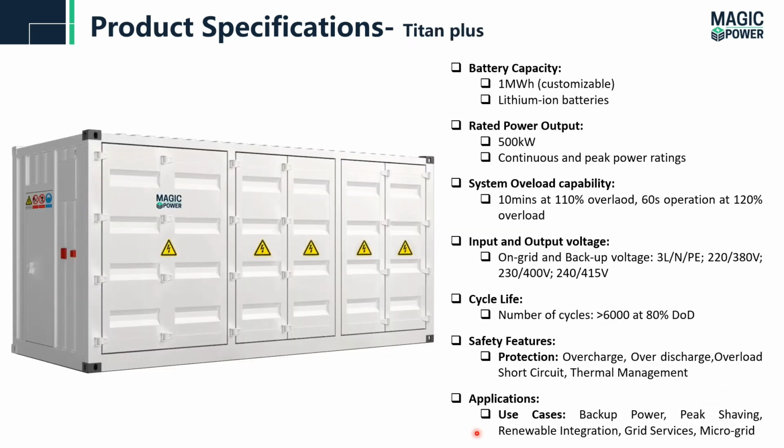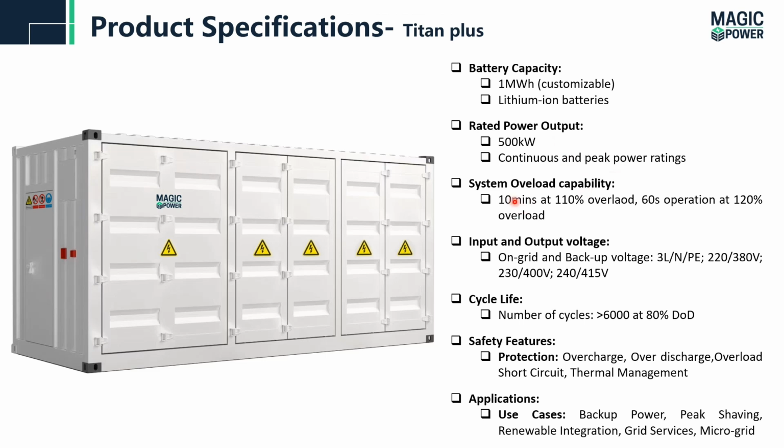The third one is Titan Plus. Basically, this one is a large-scale energy storage system, the series called Titan Plus. The battery capacity in this case is 1 megawatt hour, which can be customized and can be more than this. The cell technology is lithium-ion batteries. The rated output power for the system is 500, or it can be customized according to the requirement, which can be a continuous and peak power rating.